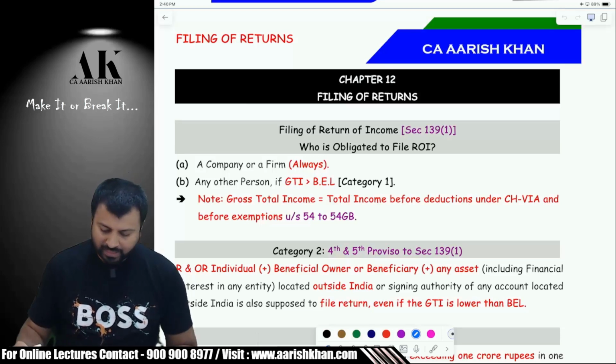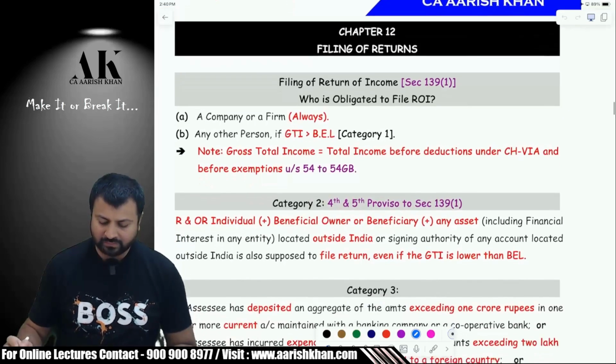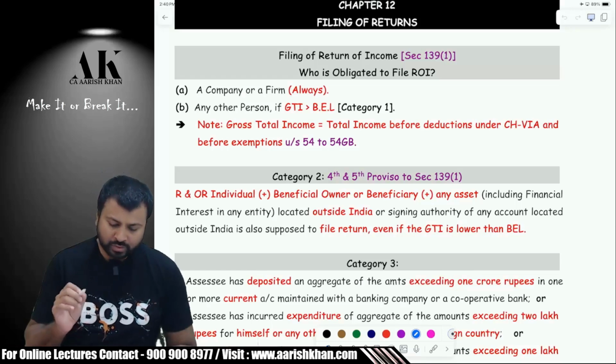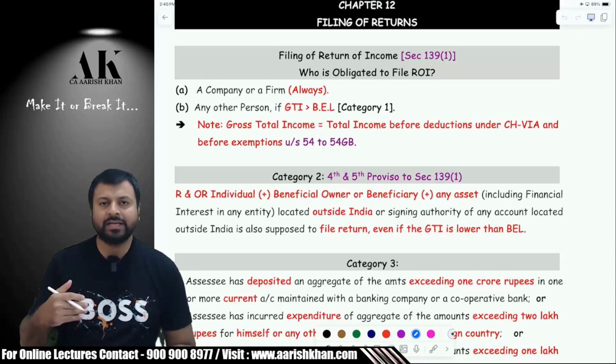Okay. Now let us start with section 139(1). First of all, in 139(1) we need to answer two questions. First is who is obligated to file the income tax return, and the second question is what is the due date of filing the income tax return. So who is obligated to file the return? There are multiple categories of people who are obligated to file the return. Let us see the first one.